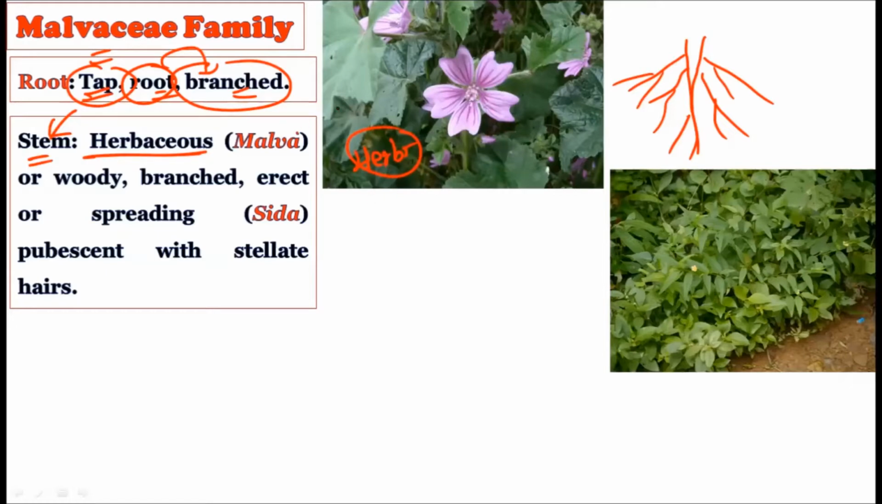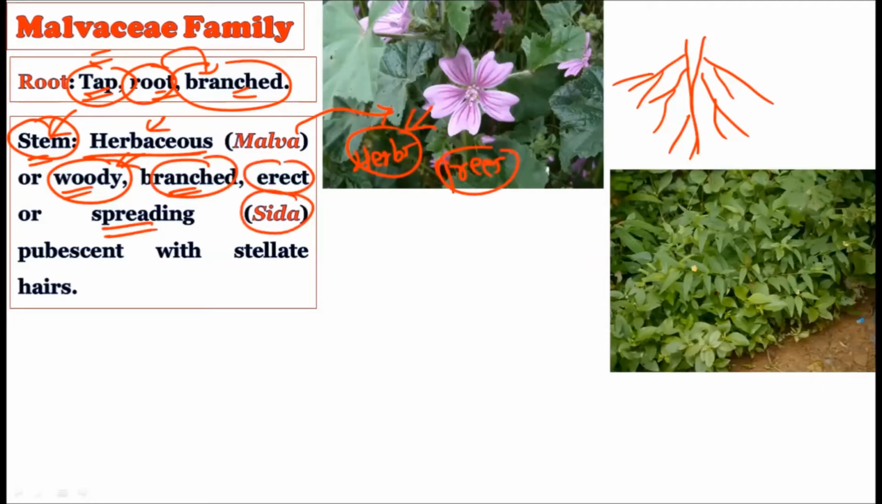Okay, so herbaceous stem is there, for example, in the malva. This is the malva plant, right? Sometimes woody stem is also there because the trees are there. So from the habit point you can actually describe the stem in the family, because the herbs are there, the herbaceous stem is definitely there, some trees are there, so woody stem is also there, right? So branching is there, erect, that is above the ground, or sometimes spreading.